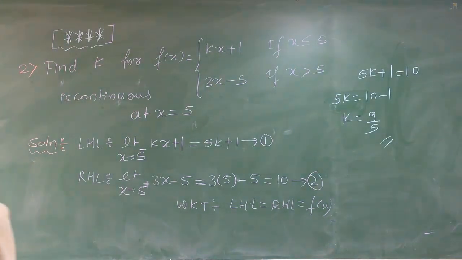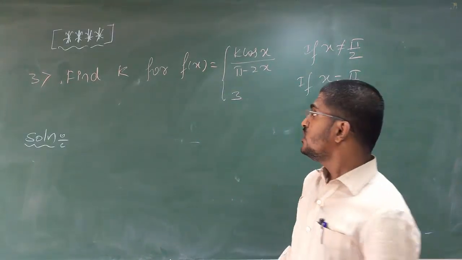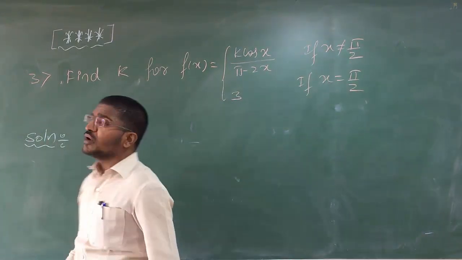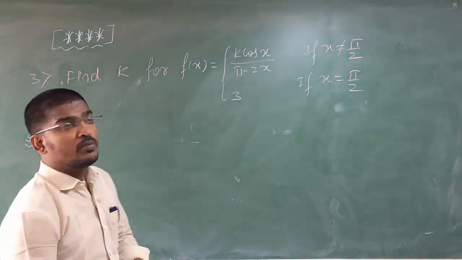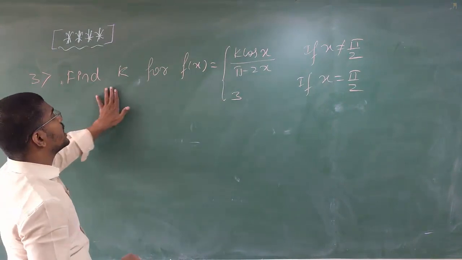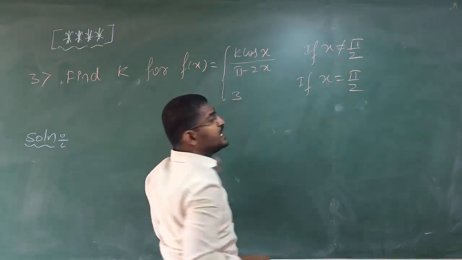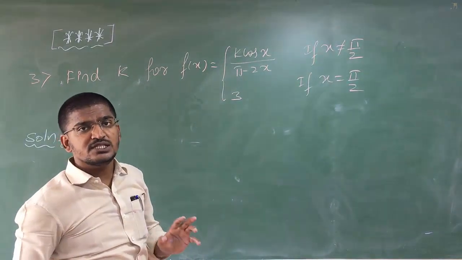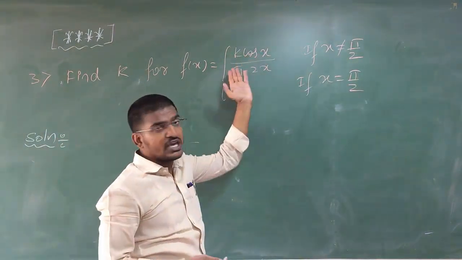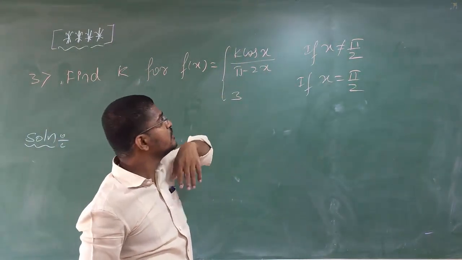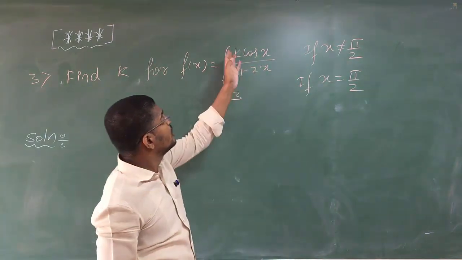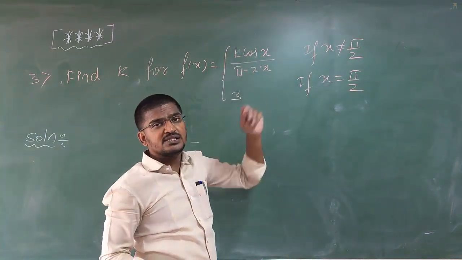Clear? Okay. Okay students, now let us go for problem number 3. In problem number 3 what have they given? Find k for f of x. Here the inequality sign is not given. That means for LHL also it is k cos x by pi minus 2x. For RHL also k cos x by pi minus 2x.